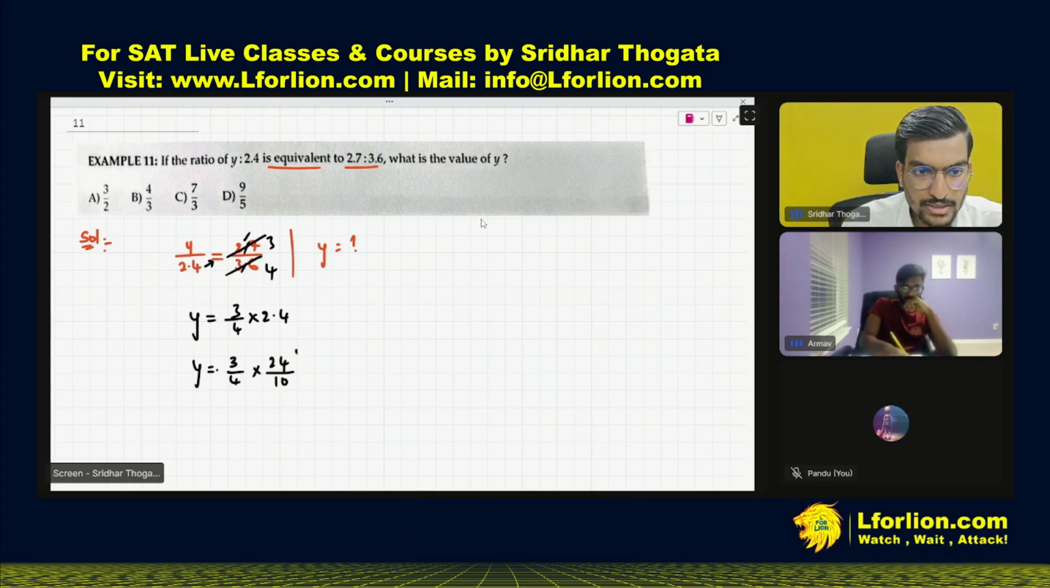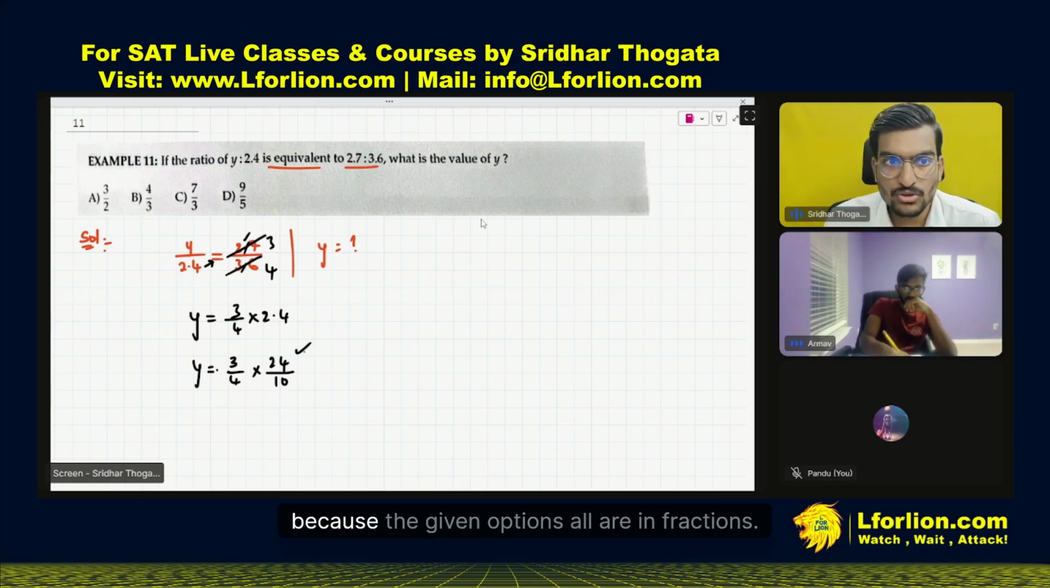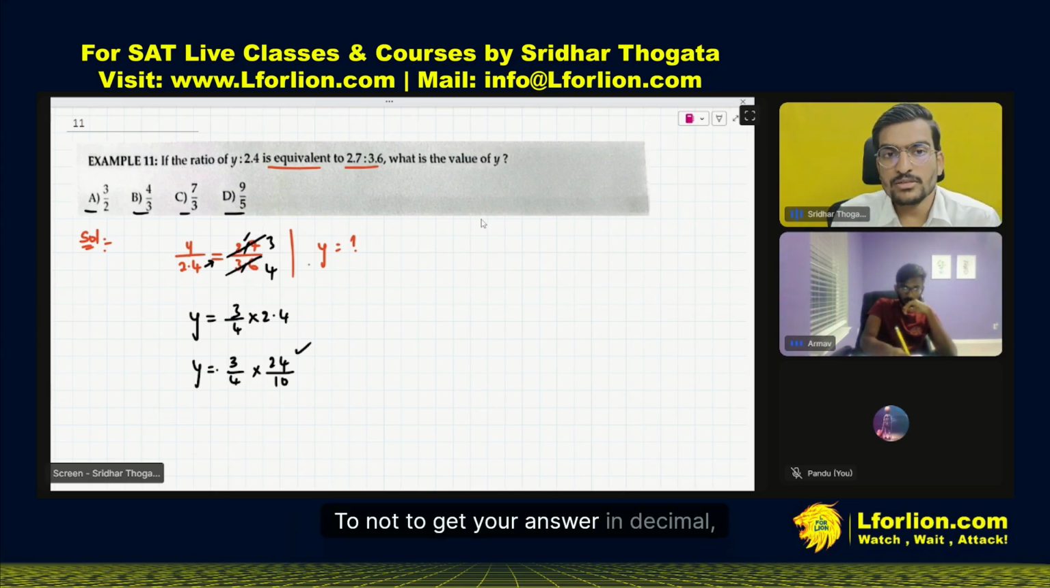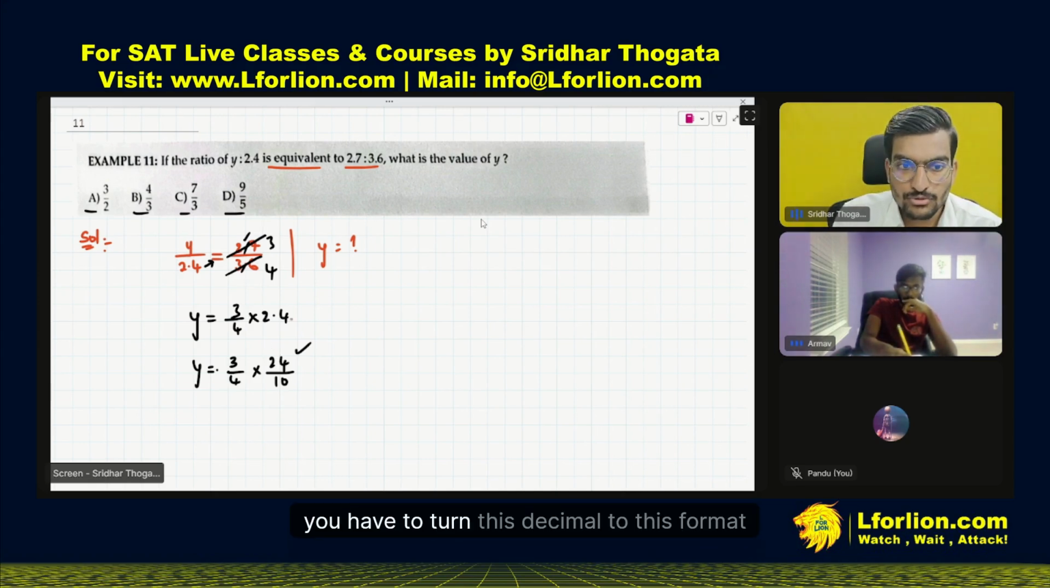Why did I do it like this? Why did I not multiply directly? Because the given options are in fractions. If you multiply directly, your answer will be in decimal. To not get your answer in decimal, you have to turn the decimal into fraction format.